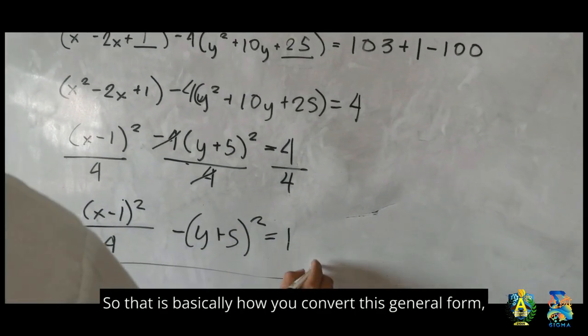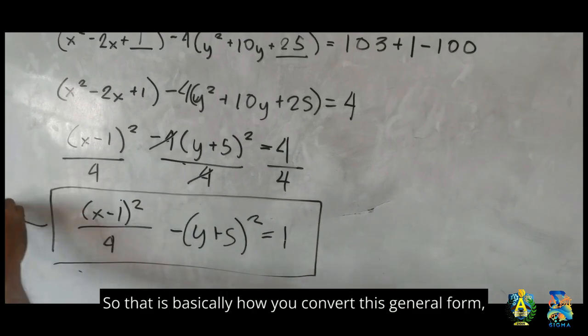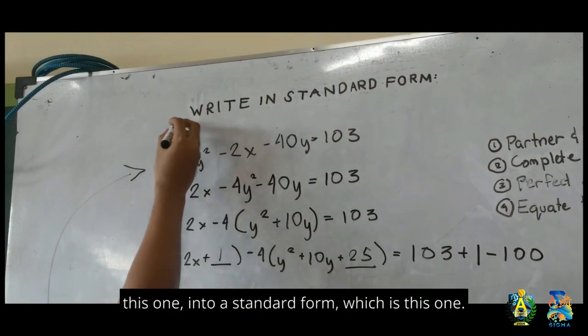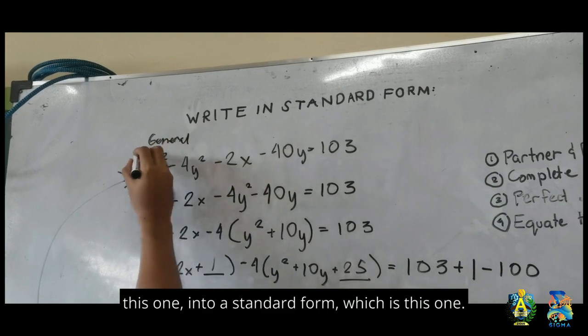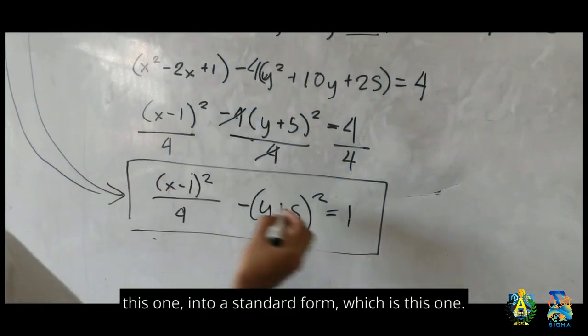So that is basically how you convert this general form, this one, into a standard form, which is this one.